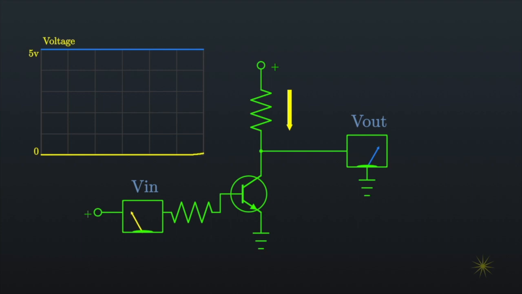For a little while, the output voltage remains all the way up. This is because our transistor requires a minimum amount of voltage to start working. This is called the cutoff region of the transistor. It means we haven't quite added enough voltage to turn on our transistor.